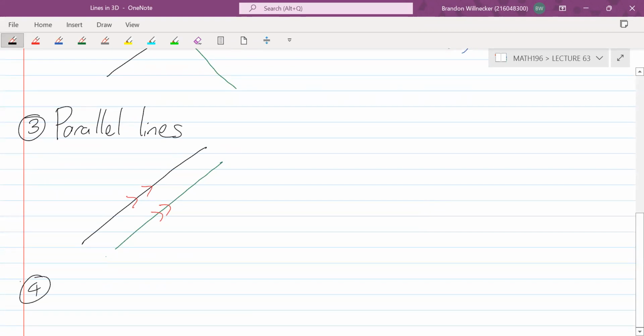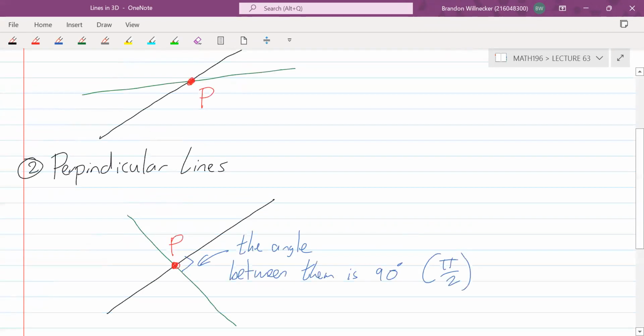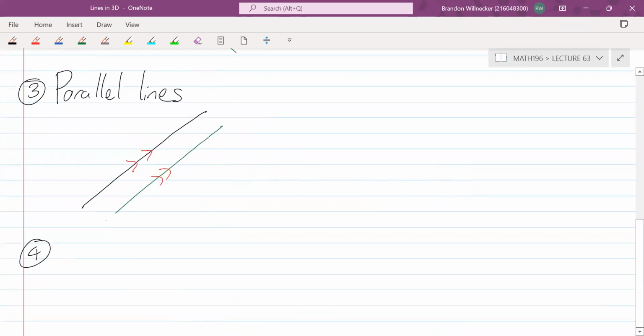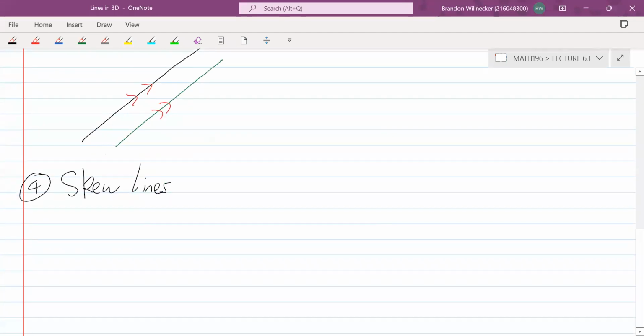And number four, we have the case where it's none of these. So it's not intersecting, not perpendicular, not parallel. We call those skew lines. So this is where we have one line, let's say, going this way, and then another line like this. So here we have the black line above the green line, but they're not intersecting with each other. There's some distance between them.